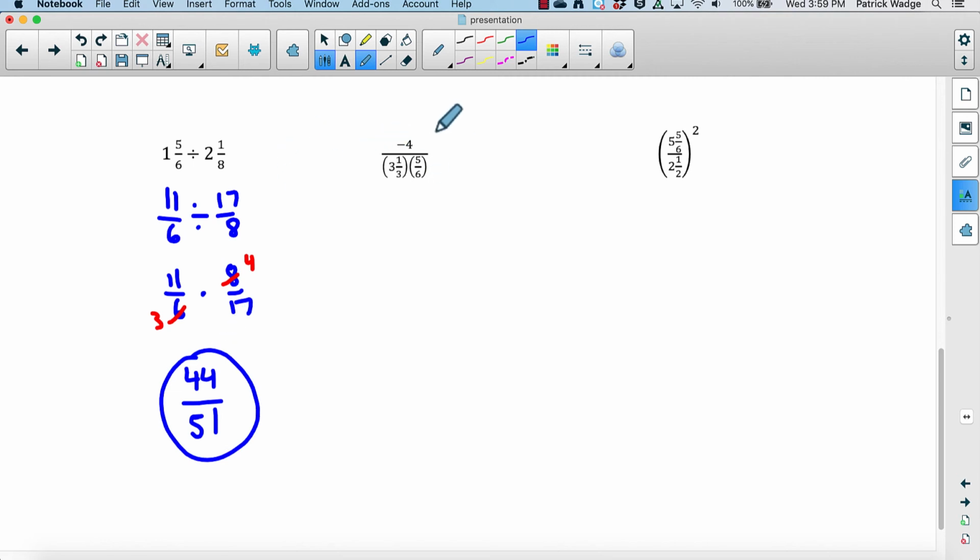Oh my gosh, look at these things. They're getting seriously hard now. So we have a negative divided by, and then two fractions multiplied together. There's only one negative. This answer is definitely going to be negative. So why don't we do the bottom first? I think we're going to have to get that answer first.